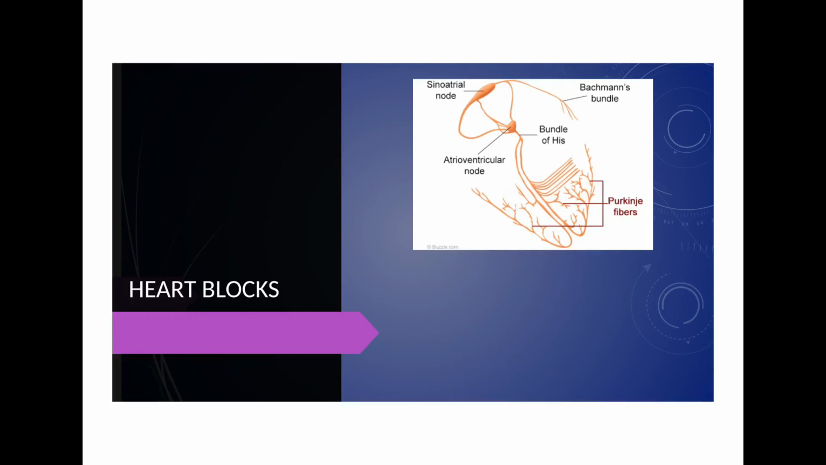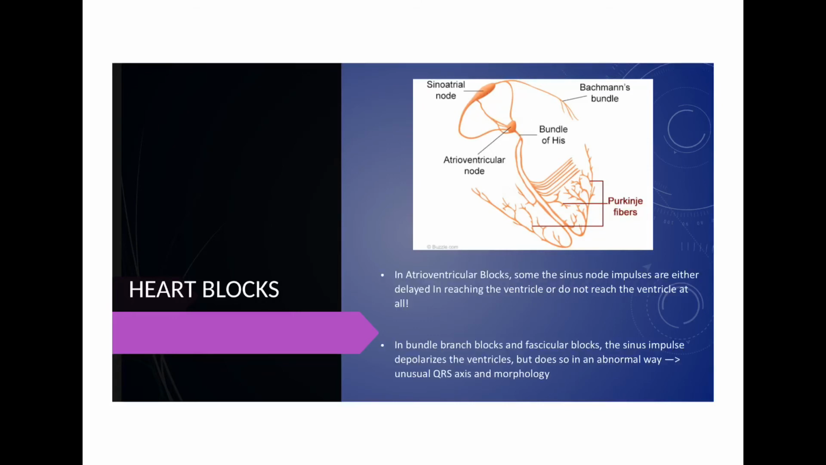Heart blocks are what happen whenever the impulse from the sinus node fires, but for some reason the ventricles either don't get depolarized or get depolarized with a big delay. And usually this happens because of some damage or impairment in the system just around the AV node here. And that's what's called an atrioventricular block. So either there's a delay in the sinus impulses reaching the ventricles, or because of significant damage to these pathways, some of those sinus impulses don't even get conducted at all.